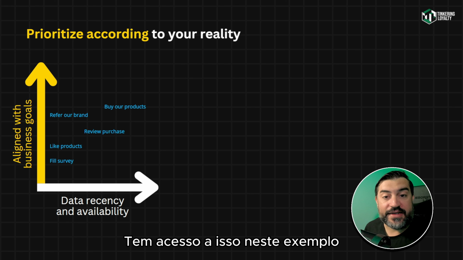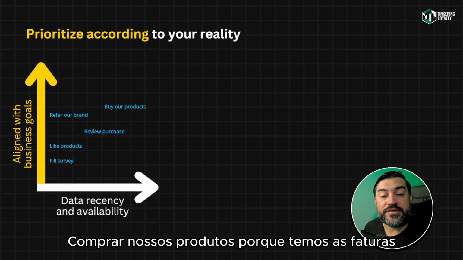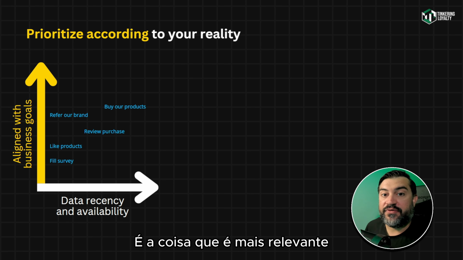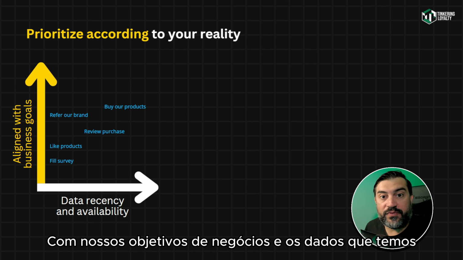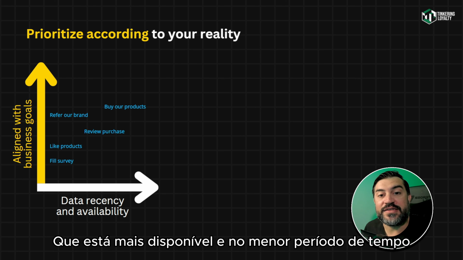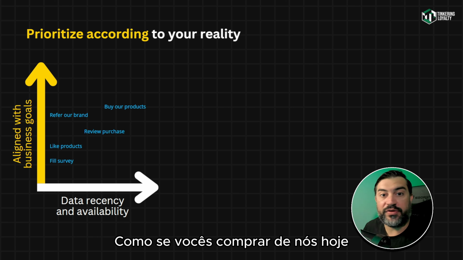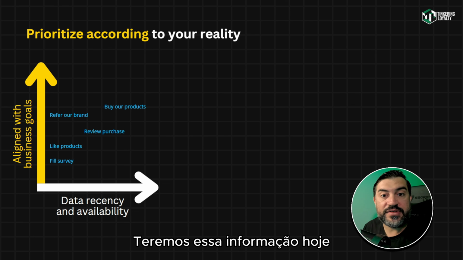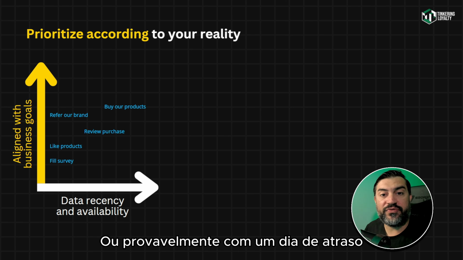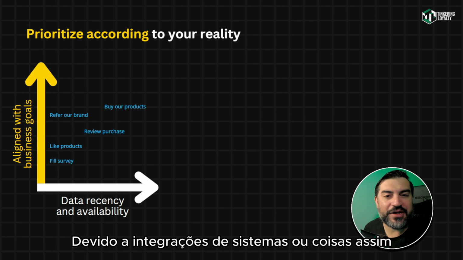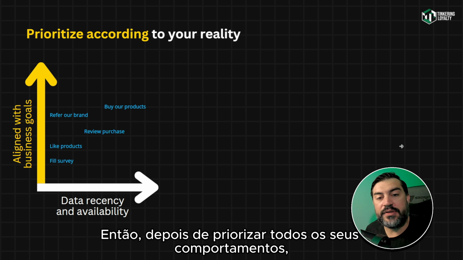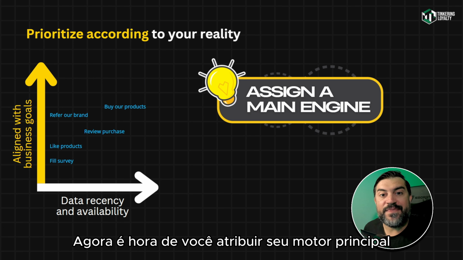So in this example, buying our products, because we have the invoices, is the thing that's more relevant with our business goals and the data that we have that's more available and in the least amount of time. Like if we buy from us today, we will have this information today, or probably with 1 day delay due to system integrations or things like that. So once you've prioritized all your behaviors, now it's time for you to assign your main engine.